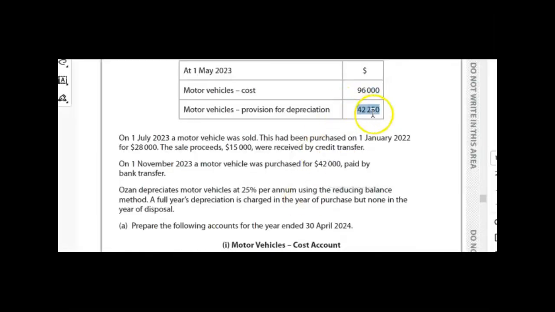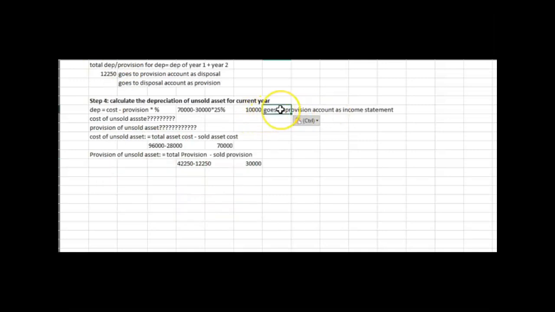Now, come to provision. Subtract the provision of the sold asset from the total provision. The total provision is given in the question where they mention the balance in the provision account. We can see that here, $42,250. The sold provision is the value we got in step 3. Do the math and you get $30,000. Now, take these two values, $70,000 and $30,000, substitute in the equation and multiply by 25%. You will get $10,000. This is the value that usually goes to provision account as income statement.